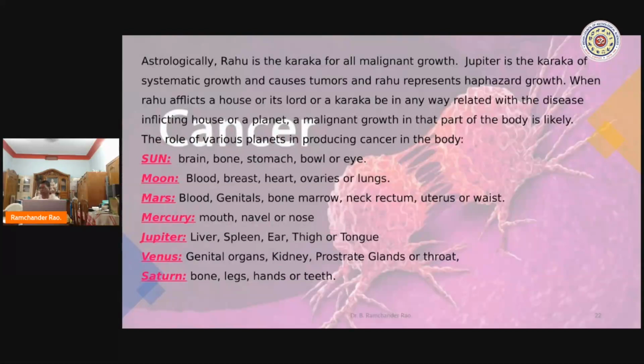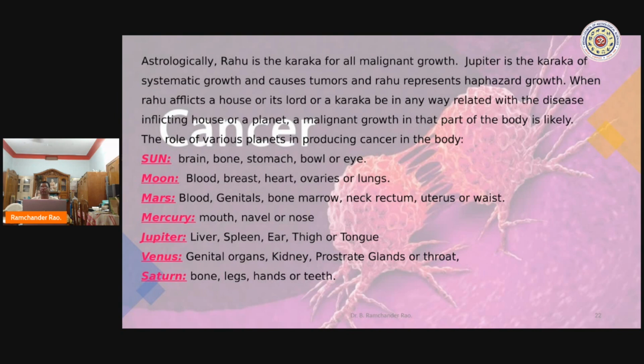Cancer disease. This is very, very important. Nowadays it is spreading very fast and we have to know about cancer. Astrologically, Rahu is the karaka for all malignant growth. Jupiter is the karaka for systematic growth and causes tumors, and Rahu represents haphazard growth. When Rahu afflicts a house or its lord or a karaka related with these diseases, a malignant growth in that part of the body is likely.